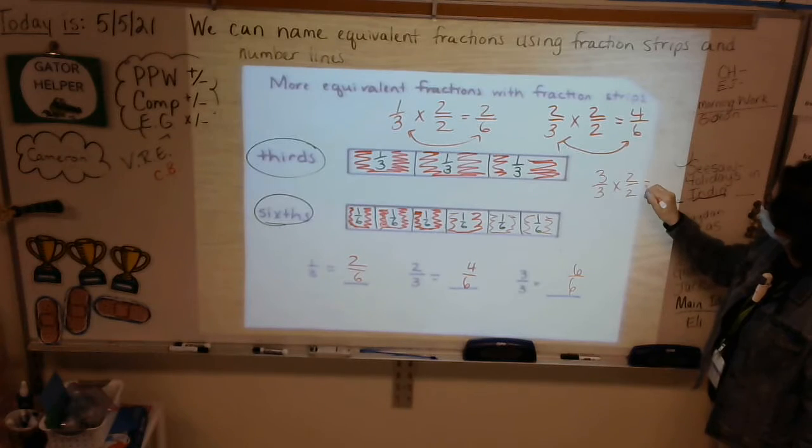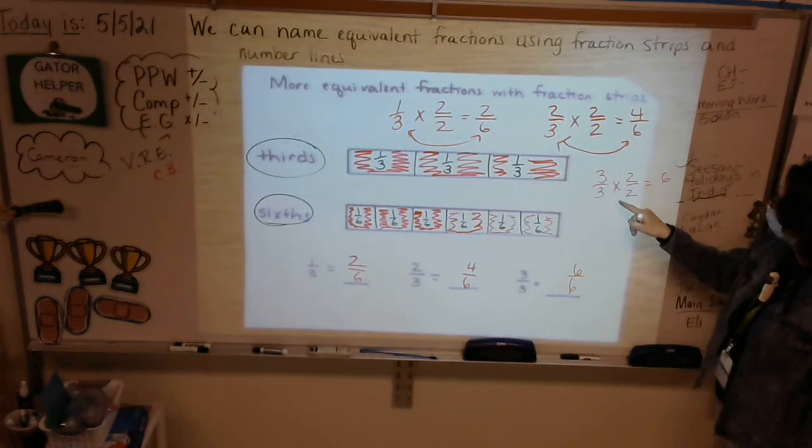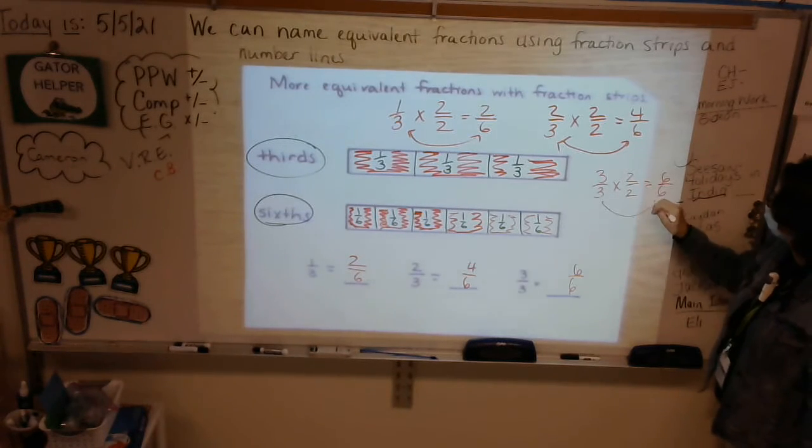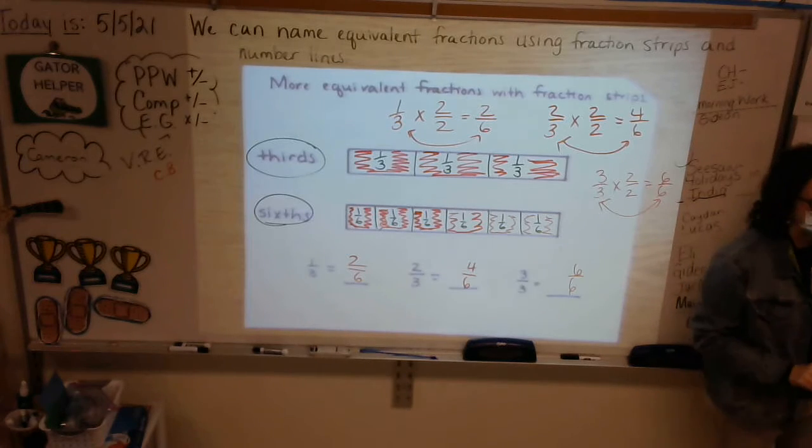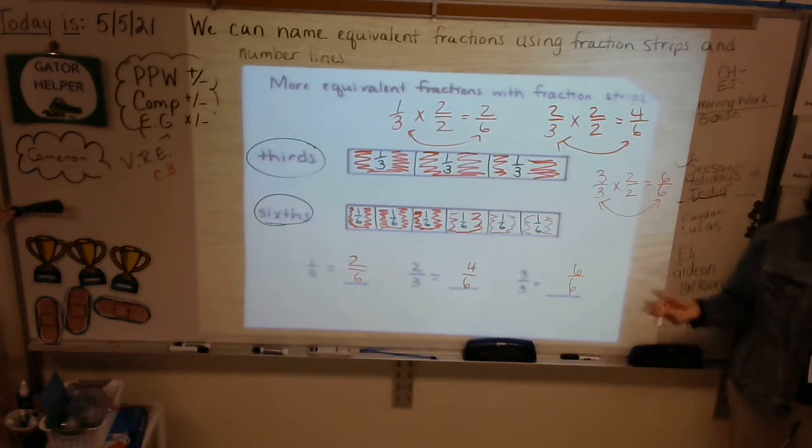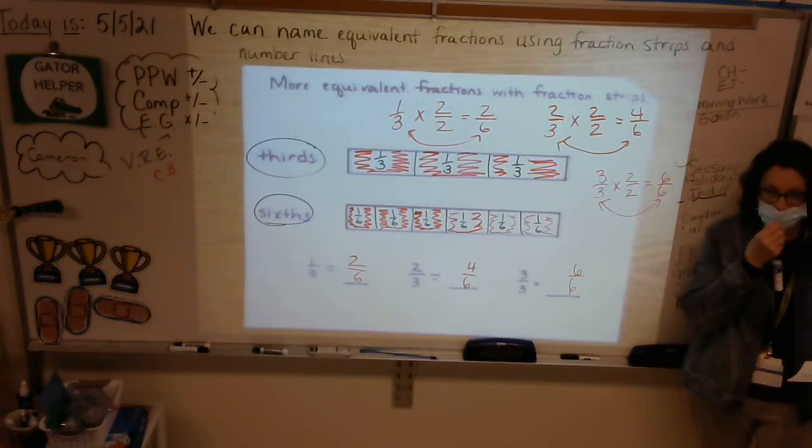Multiply both by 2. 3 times 2 is 6. 3 times 2 is 6. Our equivalent fractions are 3/3 and 6/6. That, boys and girls, is finding equivalent fractions using fraction strips. Show me, fist to 5. How do you feel about that?